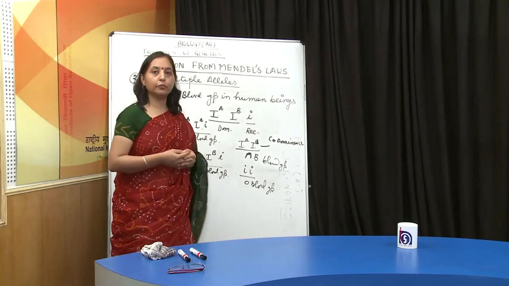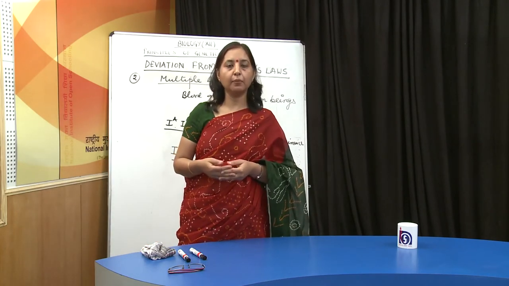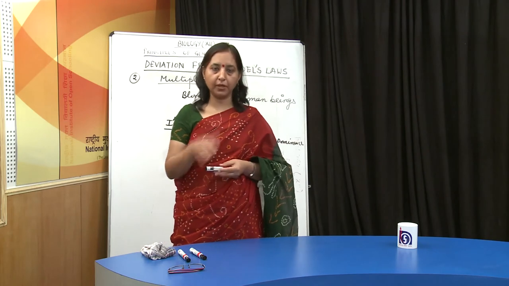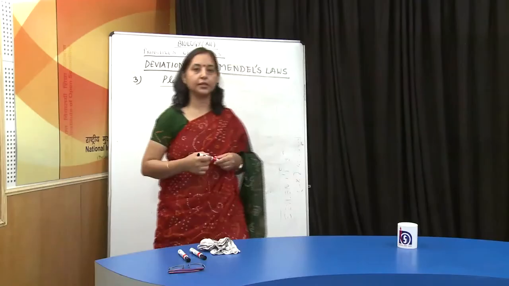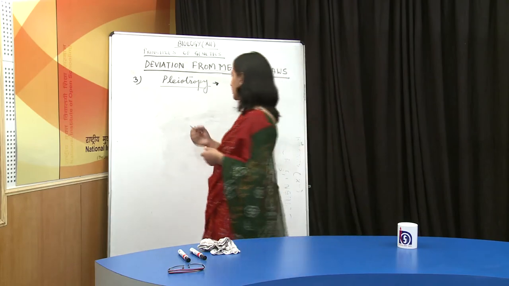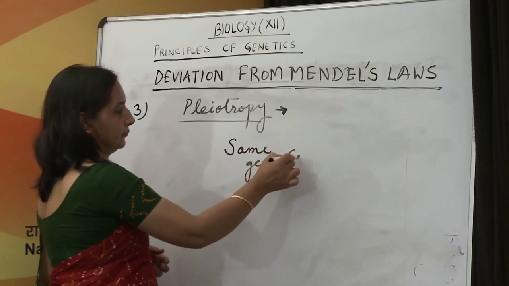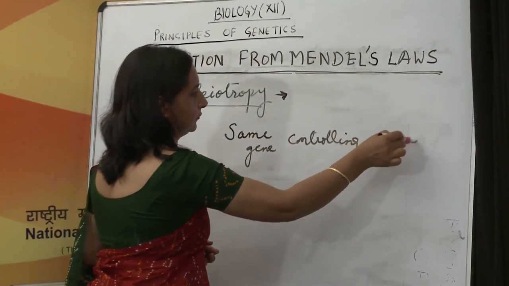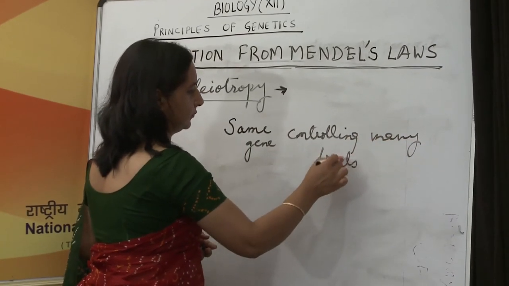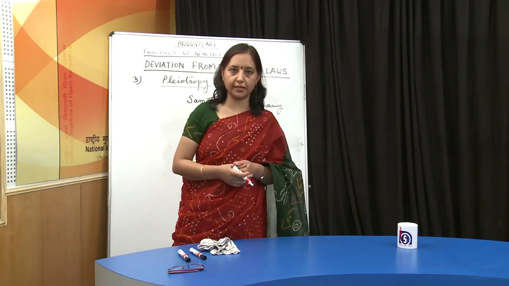There are quite a few more deviations which were observed post-Mendelian work, and they are polygenic traits and pleiotropy. Now we are going to talk about pleiotropy and polygenic inheritance. The third deviation from Mendel's laws was pleiotropy. Pleiotropy means when the same gene is controlling many traits. And the best example was seen in Drosophila, that is the fruit fly.